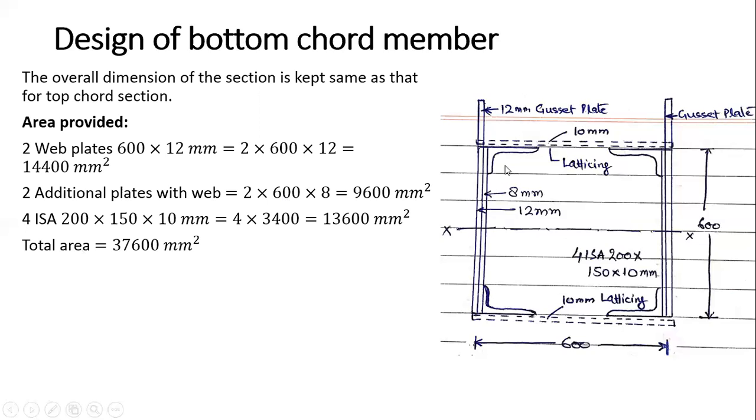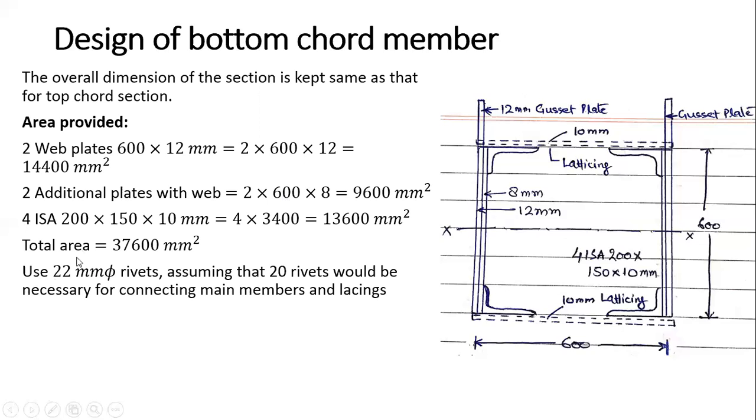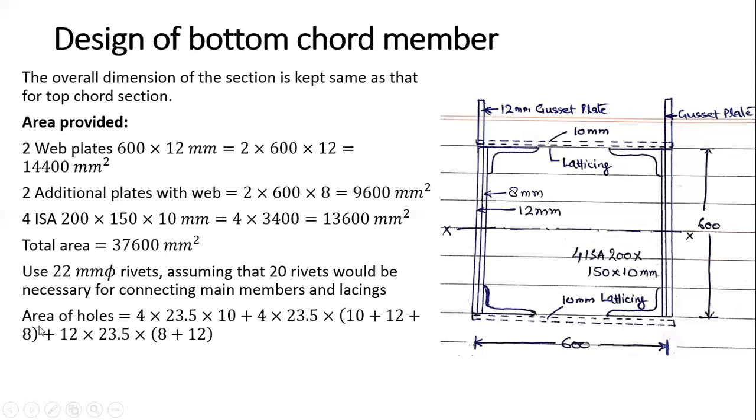Now because it is a tension member, I have to deduct the area of rivet holes which are required for connecting here, here, here and here. Okay. So let us assume 22 mm rivets, assuming that 20 rivets would be required for connecting the members and the lace. Now between these plates, we require some rivets here, some rivets here, some rivets here. In all, in total we require 20 rivets. Now we have to deduct the reduction for these 20 rivets.